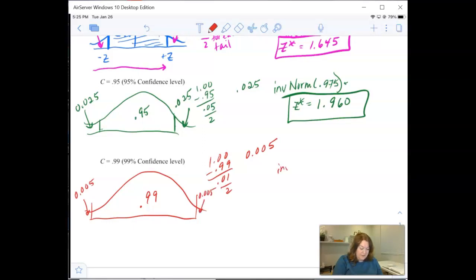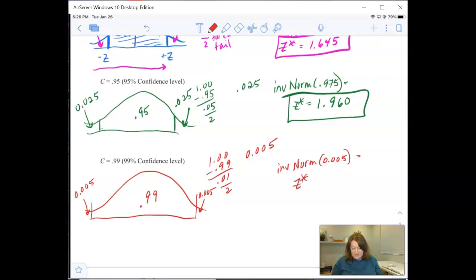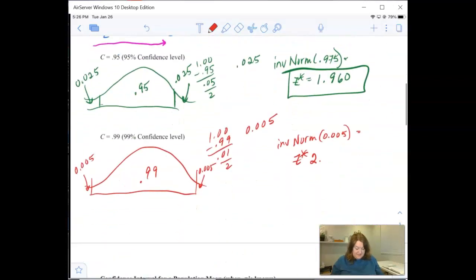So if I do this one as inverse norm of 0.005, and again, when I calculate it, I'm just going to take off that negative sign that comes when I do it this way. So I'm going to get, and this time I'm going to get a z-star score of 2.576.